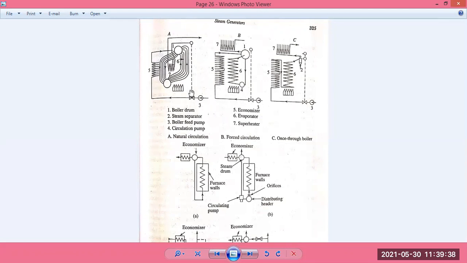If there is no boiler pump, this is another design for natural circulation. Here there is a valve. A boiler pump is also shown here. There is a valve here, and the water goes through the pipe to the economizer, and then directly to the drum itself.